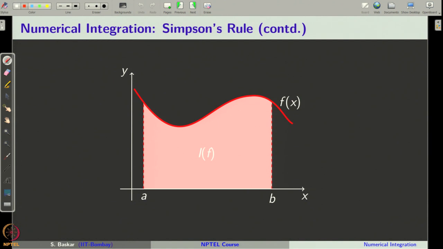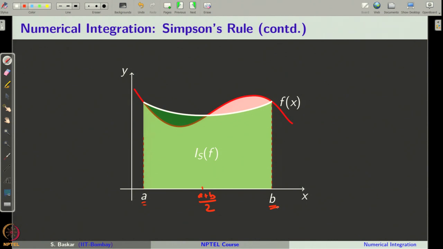Let us see the geometrical interpretation of Simpson's rule. Suppose your function f of x is graphically looking like this, then the integral from a to b of f of x dx is the area under the graph of the function f of x between the interval a to b. That is the geometrical interpretation of the integral, and that is shown in the light red color here. This is the region whose area you have to find, and that gives you the integral from a to b of f of x dx. This is precisely what we want to find, but Simpson's rule takes the quadratic polynomial interpolating the function f at the nodes a, (a plus b) by 2, which I am just roughly placing, it is the midpoint of the interval a to b, and then b.